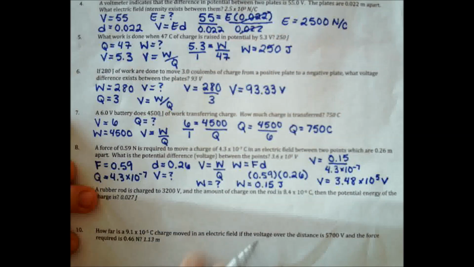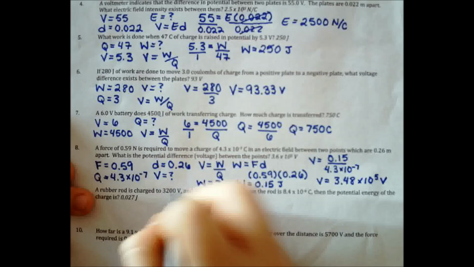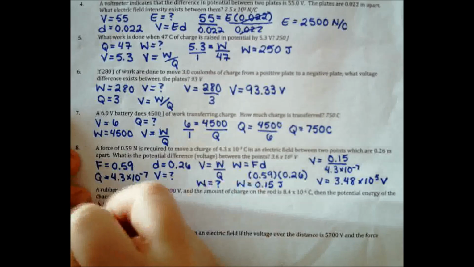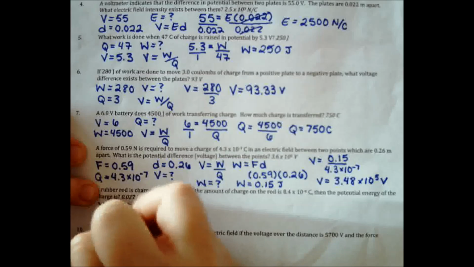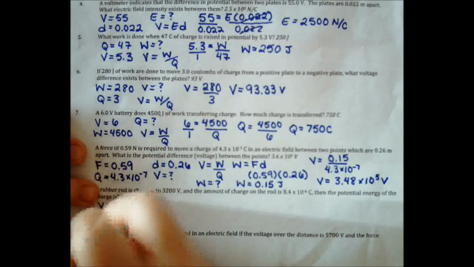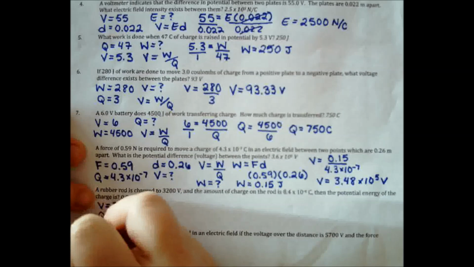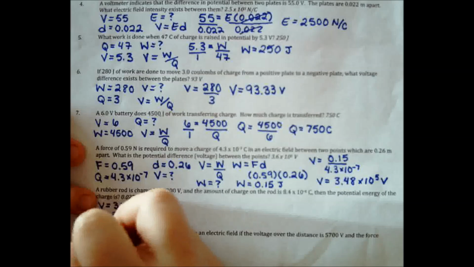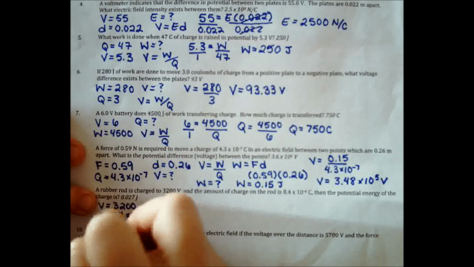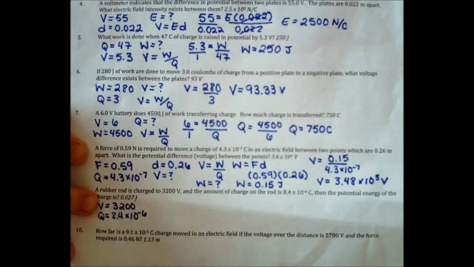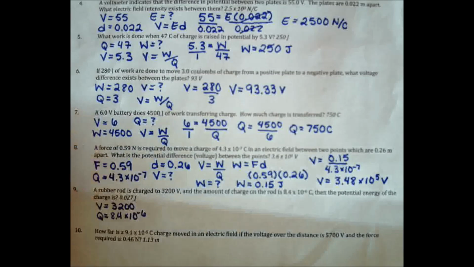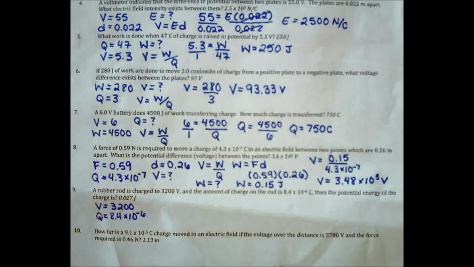A rubber rod is charged to 3,200 volts. And the amount of charge on the rod is 8.2 times 10 to the negative 6 coulombs. What is the potential energy? Ooh, okay, so this one's kind of interesting because it asks us for potential energy.